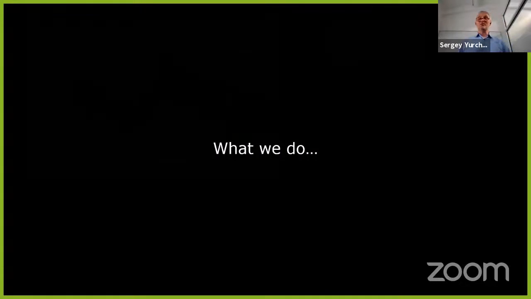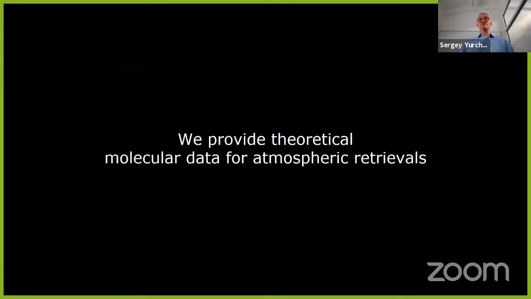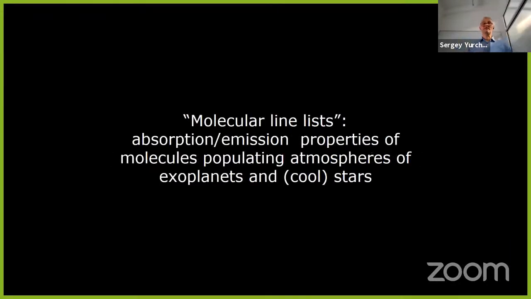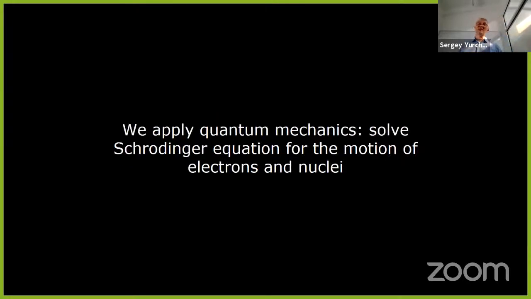So what we do at ExoMol, we provide theoretical molecular data for atmospheric retrievals. We tell which molecules, like water or methane, and how much and how these species absorb or emit. We call them molecular line lists. They basically represent the absorption and emission properties of molecules populating atmospheres of exoplanets and cool stars. We apply quantum mechanics. So that's where my quantum chemistry background comes from.